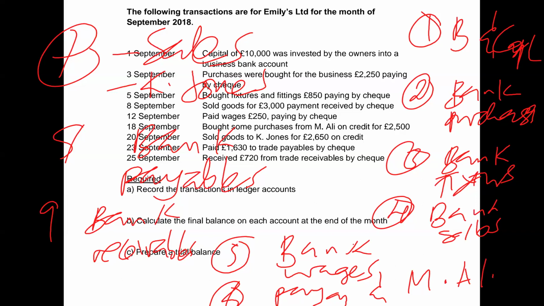Credit, just let me write it down somewhere. 4,980. And then the other side is 10,000 plus 3,000 plus 720, 13,720. Okay. What about the other one? Yeah, the other one is 4,980.